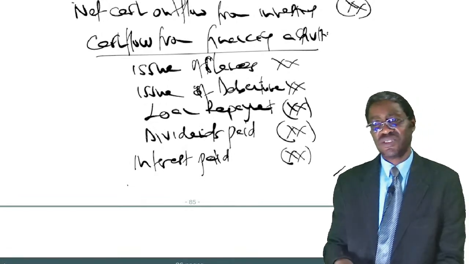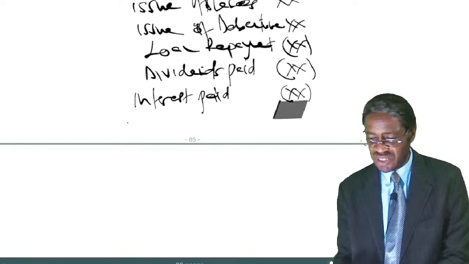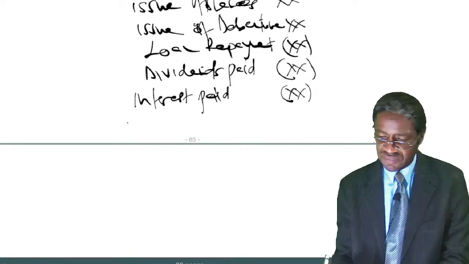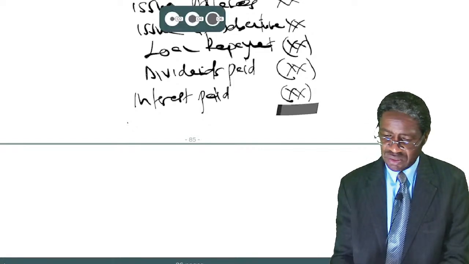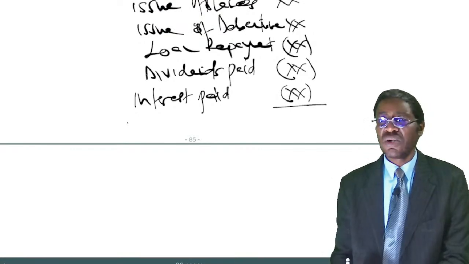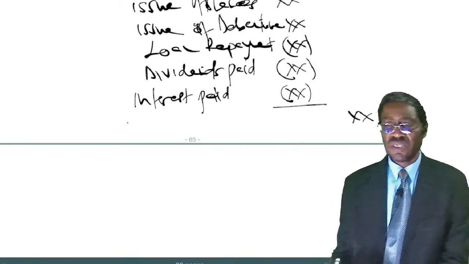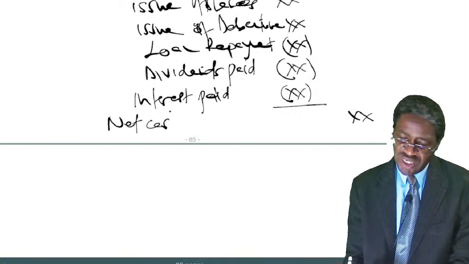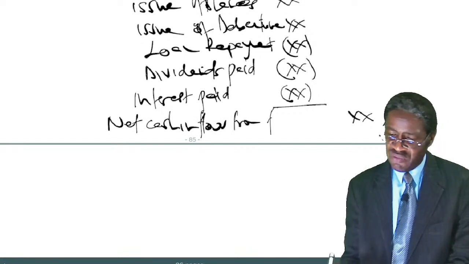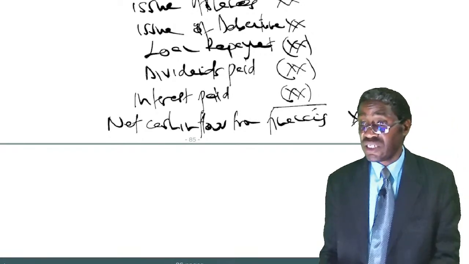Whatever it is. Again, let me assume that I'm through with the major financing items now. Once you're through with the financing items, get the net, push it to the extreme. Let me assume it's a positive. I call it net cash inflow. We call it net cash inflow from financing activities.